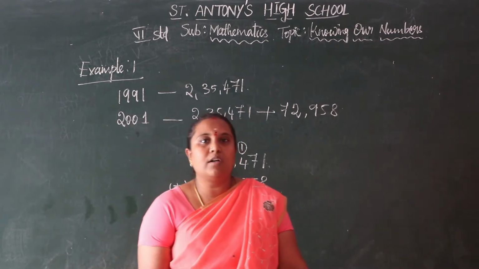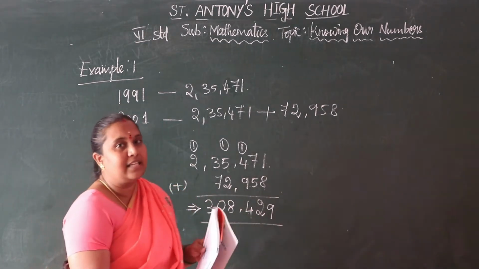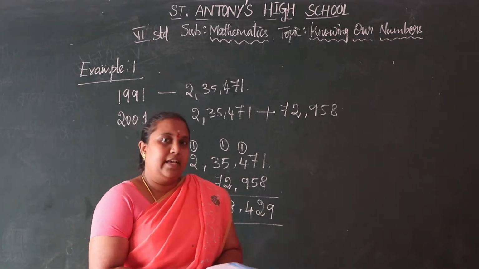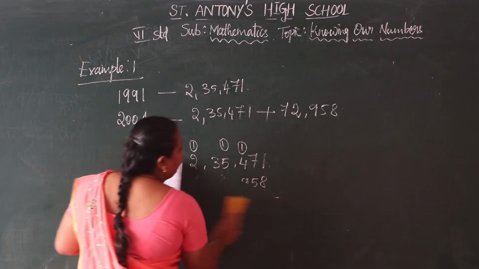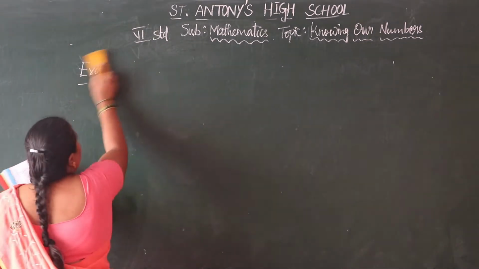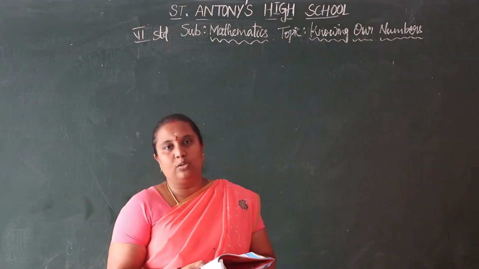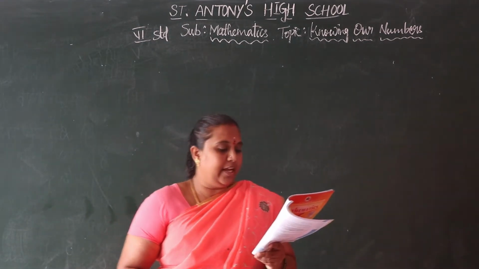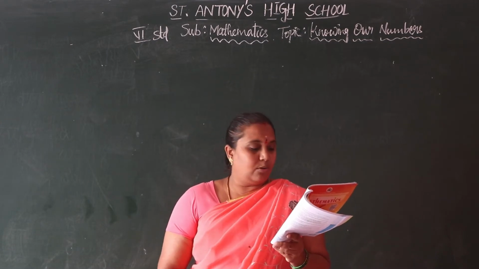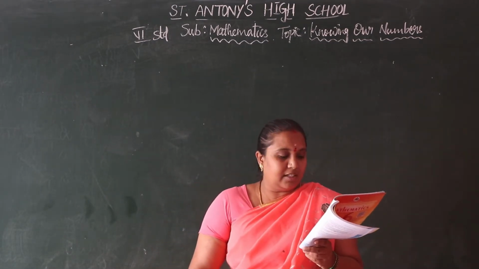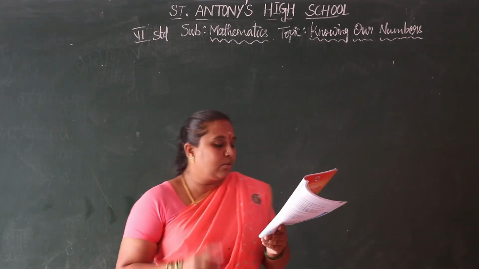Now let us move on to another sum. Example 2. Based on this, let us see one sum in your exercise. In this exercise, the first sum is about a book exhibition. A book exhibition was held for 4 days in a school. The number of tickets sold at the counter on the first, second, third and final day was respectively given in the question.